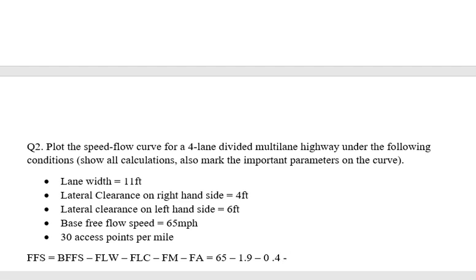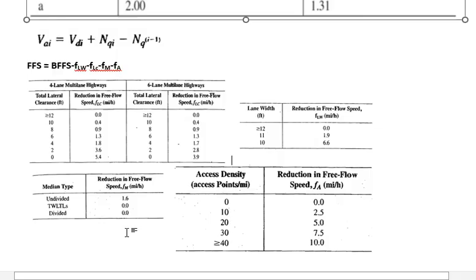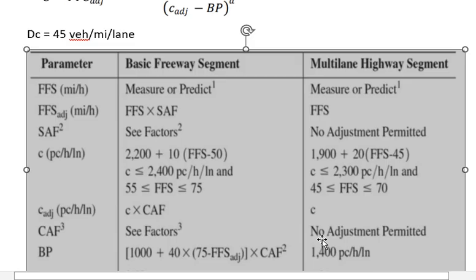Okay, then factor for median type: it is divided or undivided? It is divided. For divided, the factor is 0. Factor for access point, we have 30 access points per mile. It's given here, so I will go to the table. Access point density, this is a table for 30 access points. The value is 7.5.